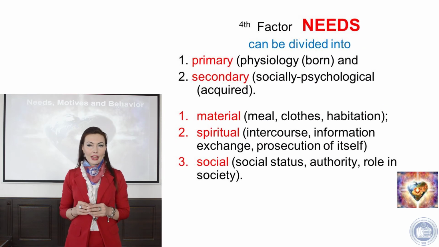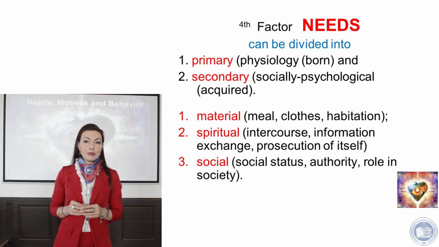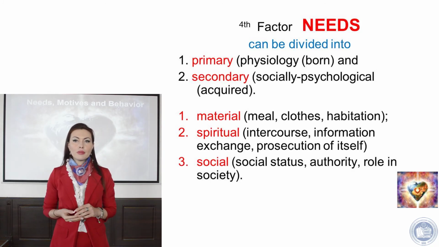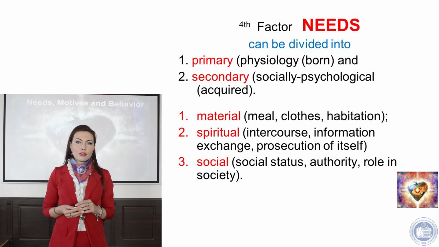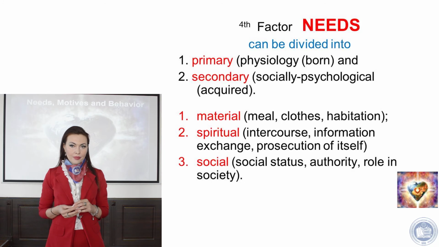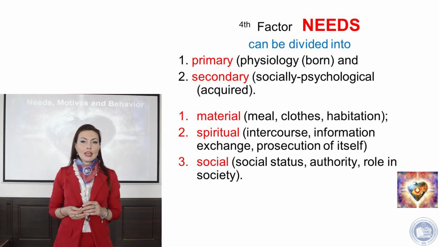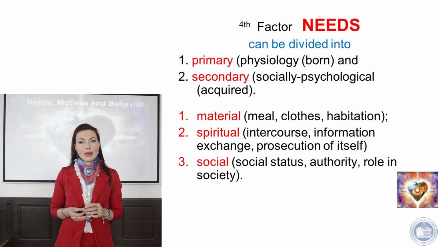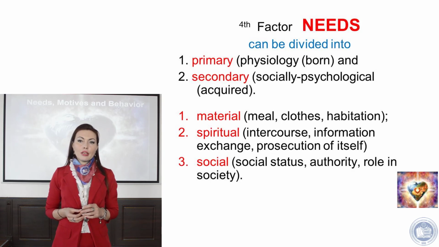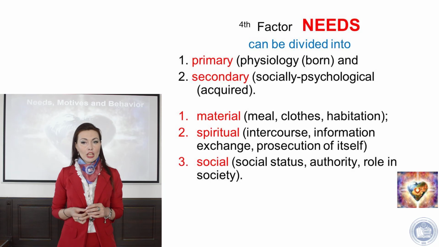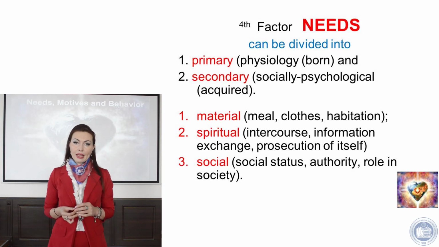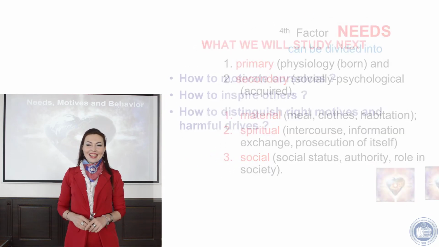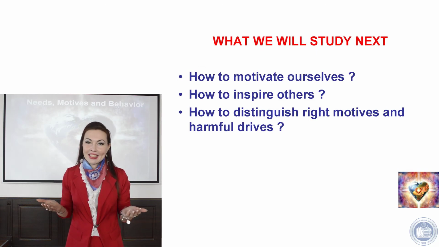And another classification: needs can be divided into primary, physiological, and secondary, socially and psychologically acquired. The next classification divides needs into material, such as meals, clothes, habitation, and spiritual, such as intercourse, information exchange, and self-improvement, and the social, such as status, authority, and role in society.